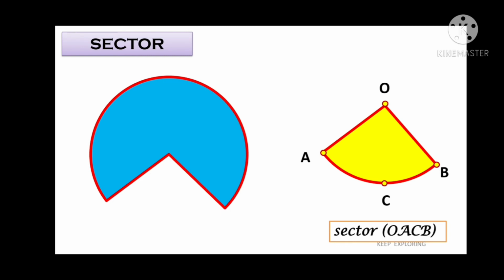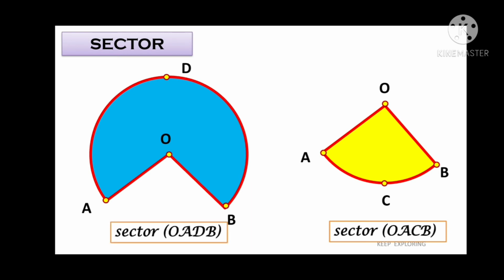Similarly, let's give the points to the major sector, starting with the center, the radii, and any point on the major arc. Here you can see O is the center, OA and OB are the radii, and D is a point on the major arc. So we can name it sector OADB, starting with the center. OADB is the major sector. From the size of the sector we can know which is minor and which is major. The minor sector uses the minor arc and the major sector uses the major arc.